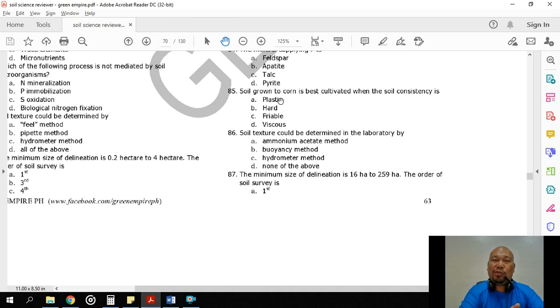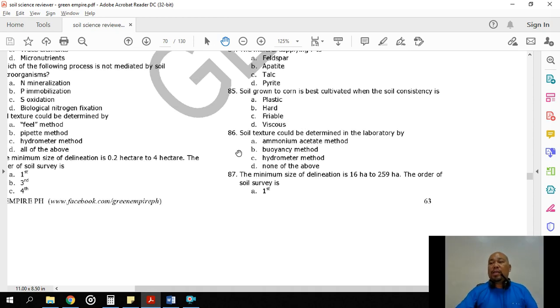So it resists a certain amount of force until it breaks. That's hard. Plastic is, think of a rubber band. You pull it and release it, and it will go back to its original shape. Okay, friable is crumbly. So I think the best time to cultivate the corn soil is when the soil is friable.